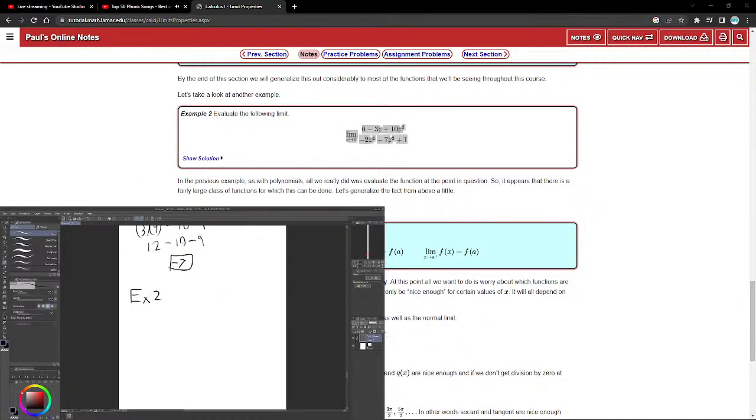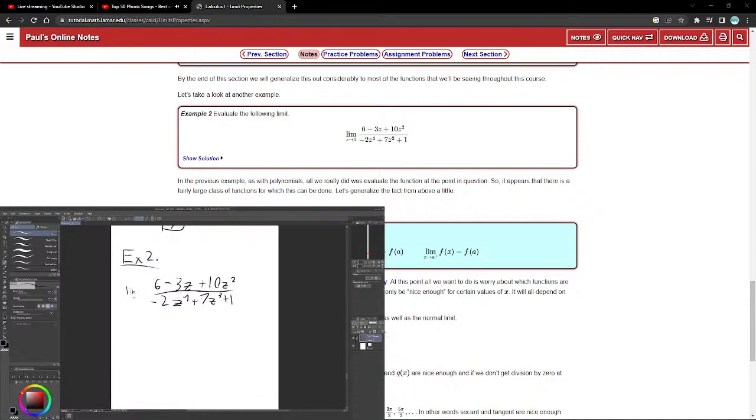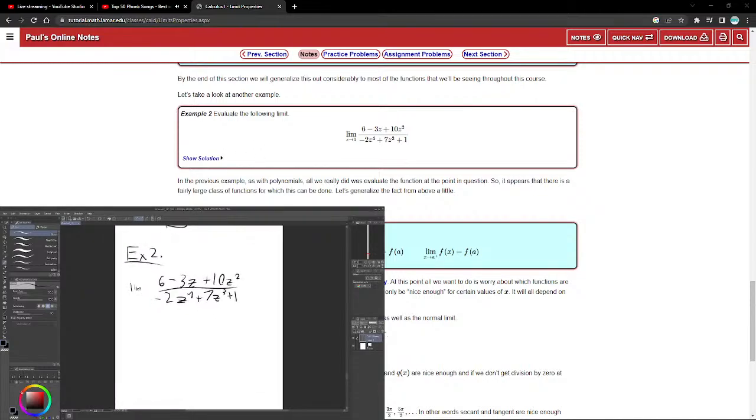Example 2. Find the limit as z approaches 1 of 6 minus 3z plus 10z squared over -2z to the power of 4 plus 7z cubed plus 1.